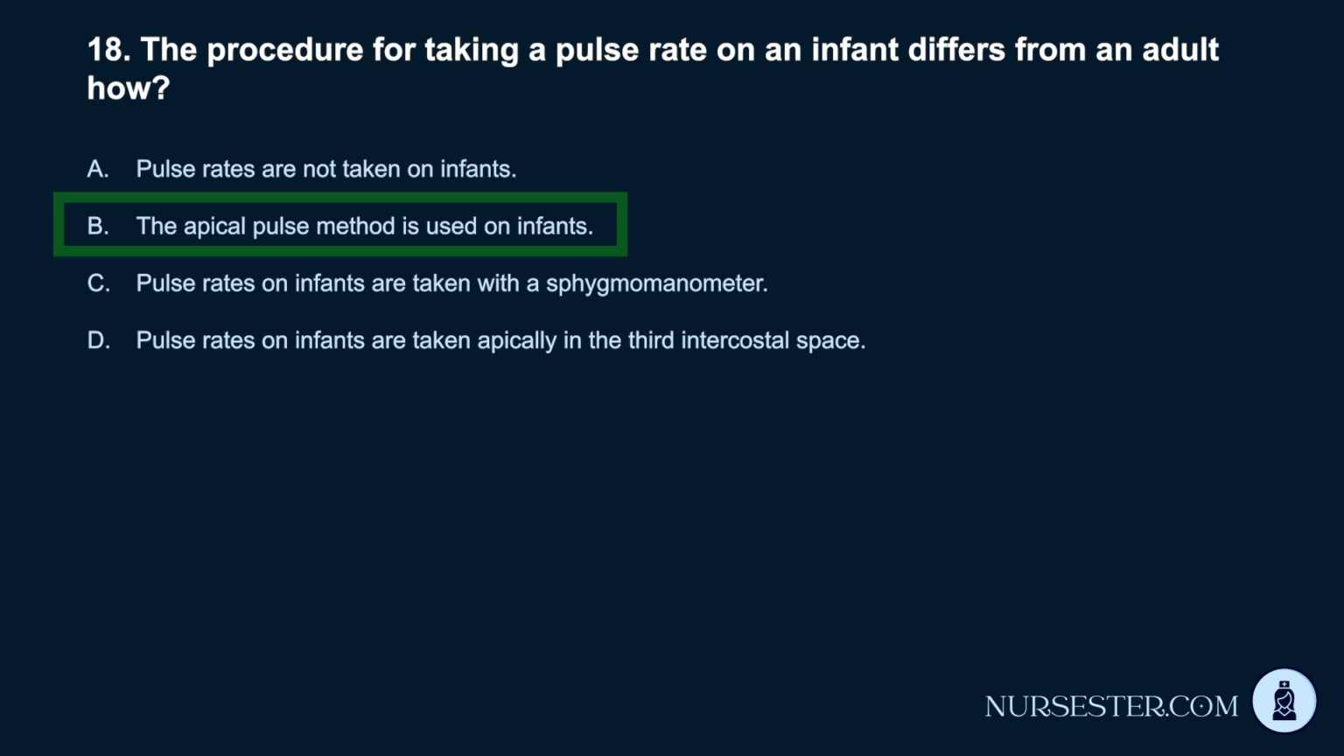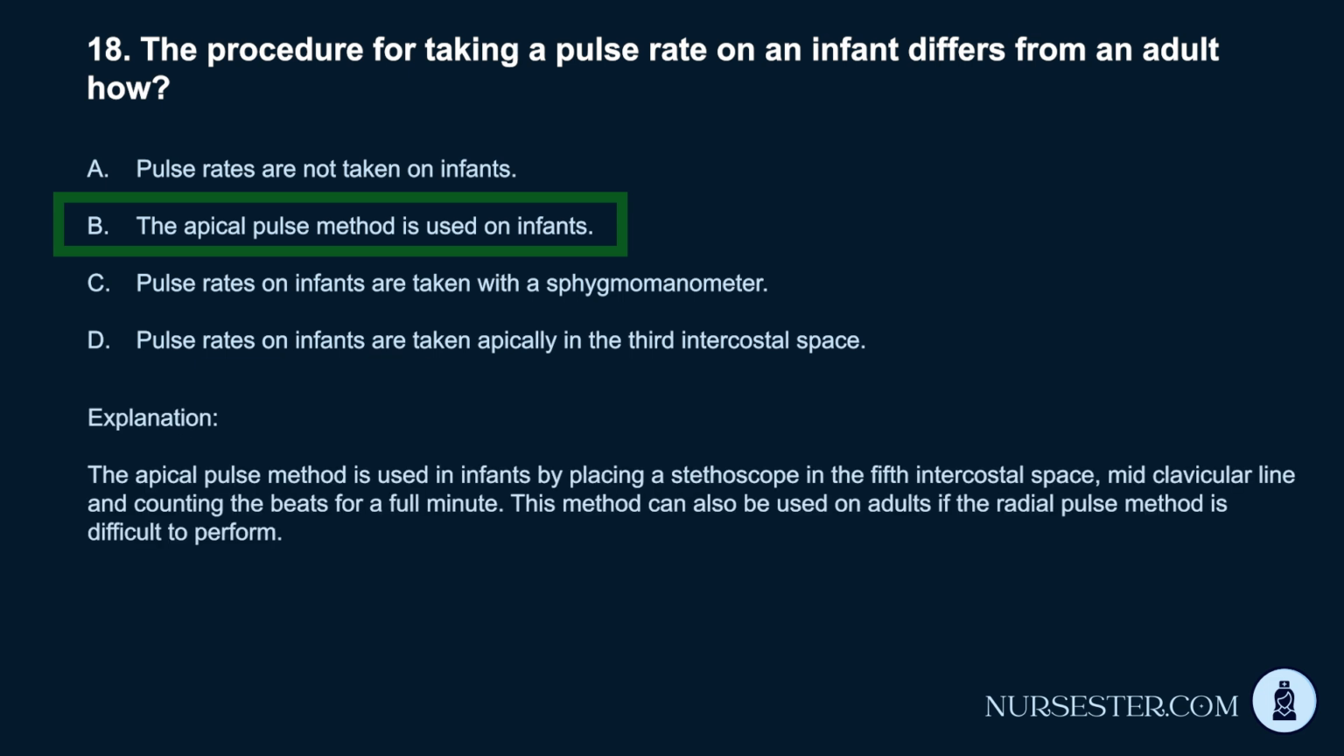Correct answer, B. The apical pulse method is used on infants. The apical pulse method is used in infants by placing a stethoscope in the fifth intercostal space, mid-clavicular line, and counting the beats for a full minute. This method can also be used on adults if the radial pulse method is difficult to perform.